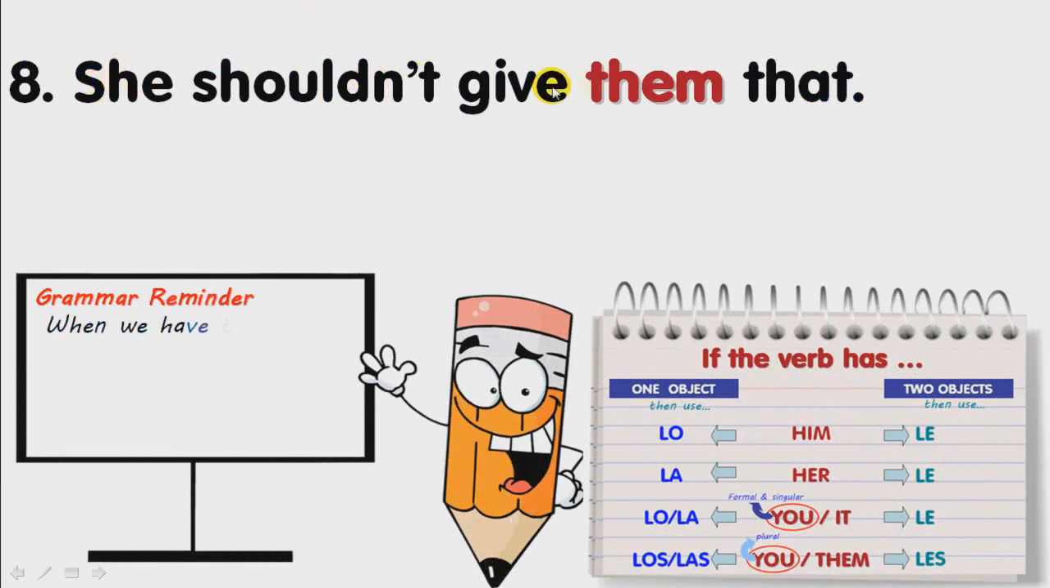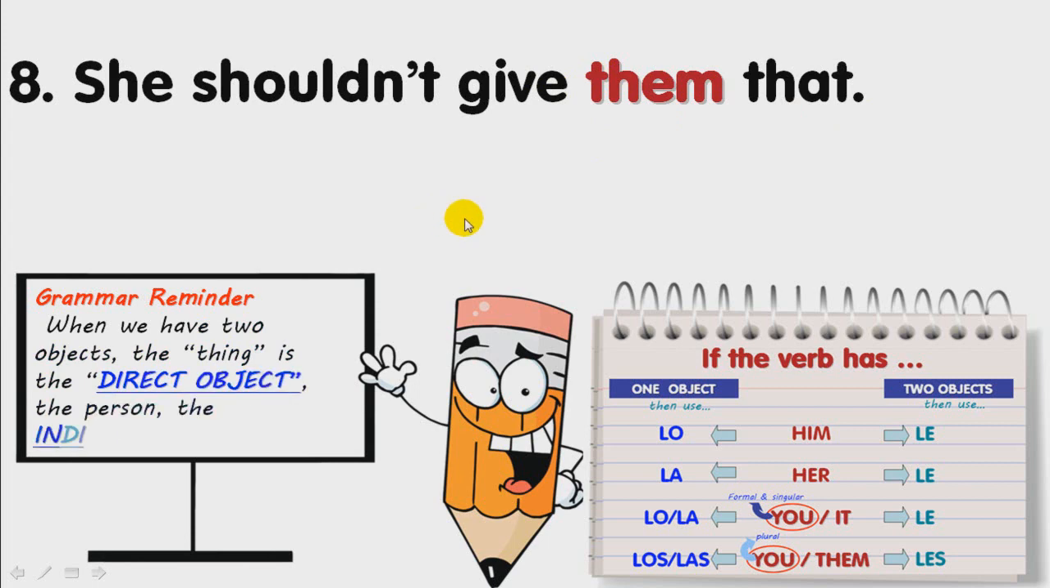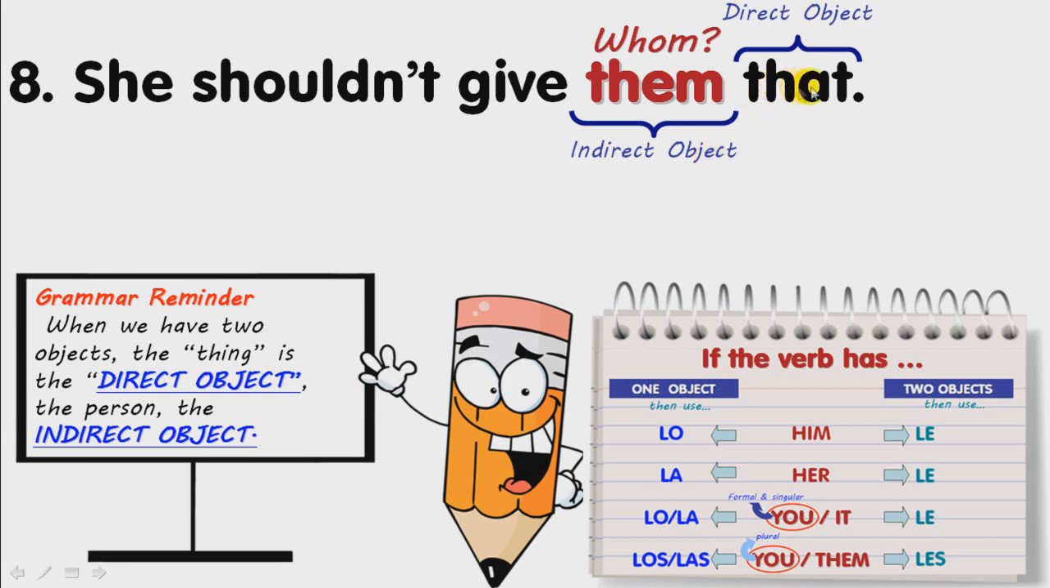She shouldn't give them that. How many objects do we have here? One, whom, or to whom, and that in this case, what shouldn't she give them? Well, that is a pronoun in this case. It's standing for something, but this stands for an object, so this counts as an object. So this is the person, indirect object, the object, direct object. And now the translation for them, when we have two objects, is les.